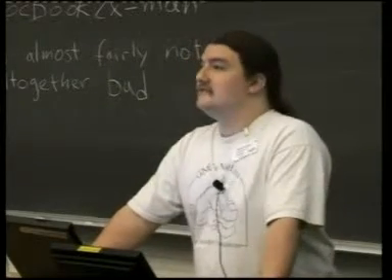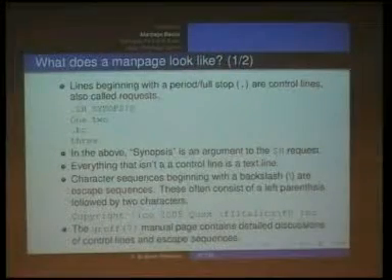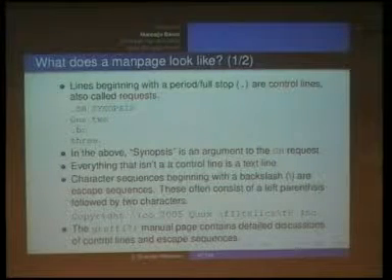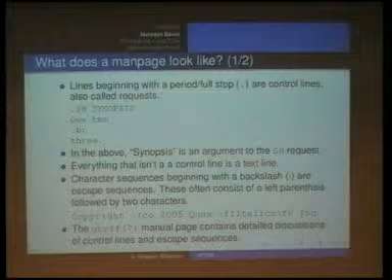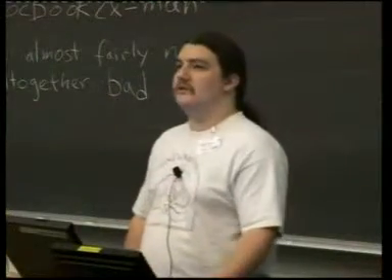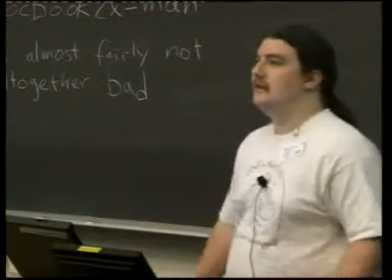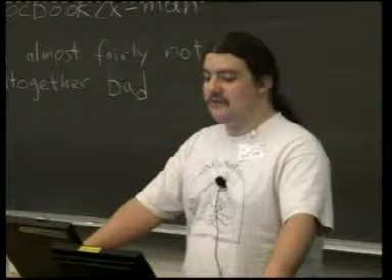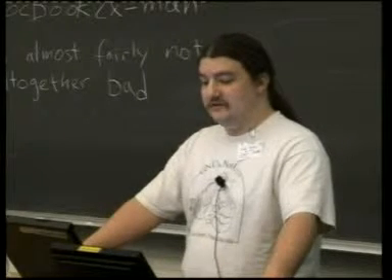Everything that isn't a control line is a text line. So if Groff can't interpret it as a control sequence, it'll try to write it out as text. Character sequences beginning with a backslash are escape sequences. Now these are separate from the requests that are on a line starting with a dot. These often consist of a left parenthesis followed by 2 characters. Groff is significantly more flexible than that, but for historical, traditional reasons and so that your man pages will render on more implementations of man, you often see just this kind of abbreviated, strange syntax where you have a backslash and then 2 or 3 characters.